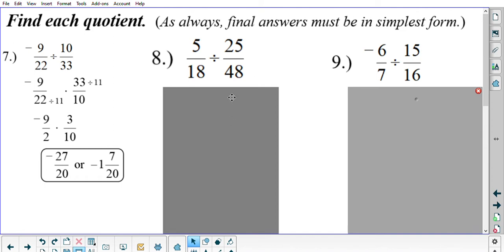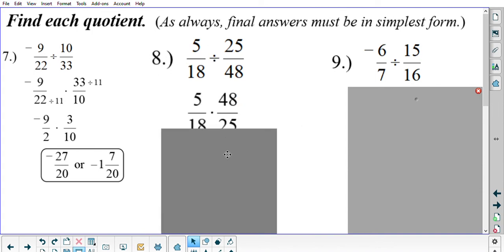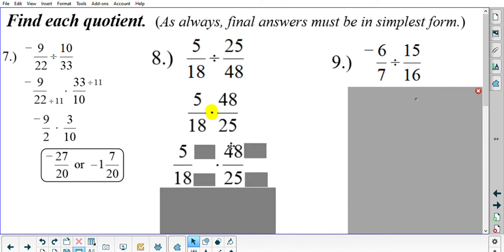Here we go, number 8. Well, we don't have any mixed numbers or whole numbers to make improper fractions, so we can right away make this multiplying by the reciprocal. As I've said before in this video, whenever you do that reciprocal, please make sure that you have times in between the fractions. Now, from here, you should check, is there anything that we can reduce by? Does 5 and 25 have a common factor? Well, they do. What about 18 and 48? Do they have a common factor?